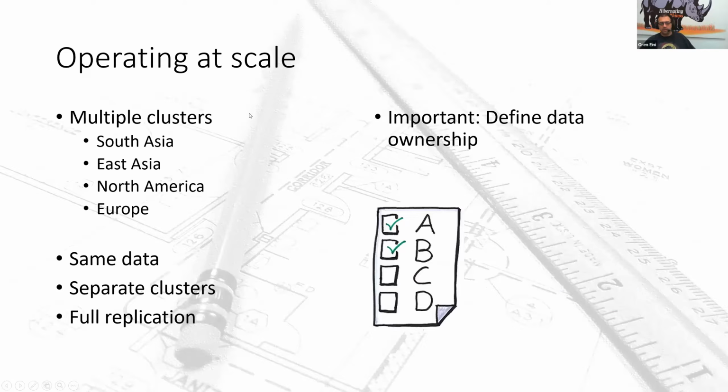Operating at scale. Sometimes you have multiple clusters and you want to have the same data, but still be able to operate on the local state. That's quite easy to do in RavenDB. You can define full replication between all of those clusters, and then RavenDB is responsible for handling everything for you. The one thing that you have to take into account is that you have to define the data ownership rules. So the users in Europe are being modified only in Europe. They can be read in other locations, but their owner is the European one.